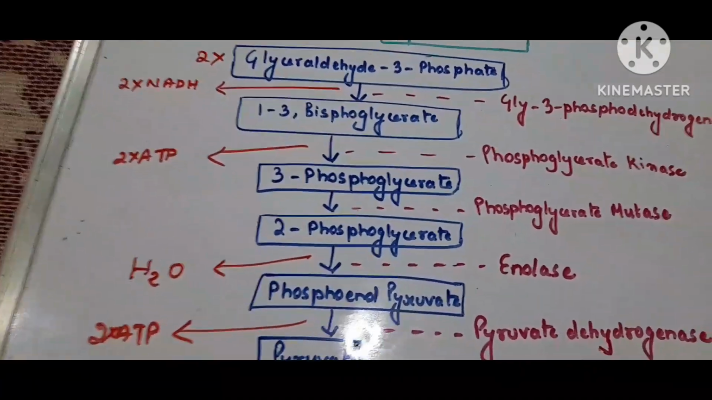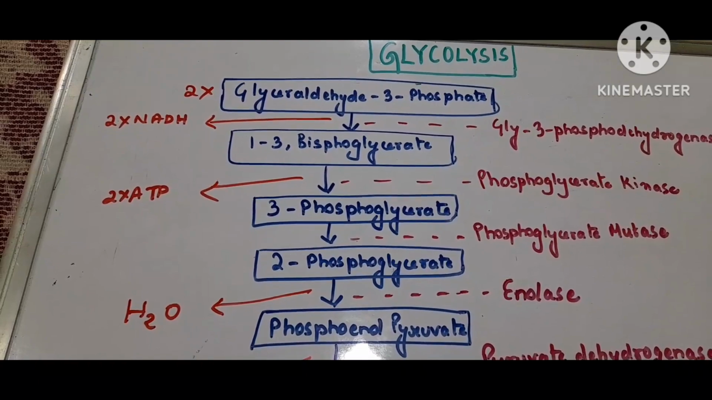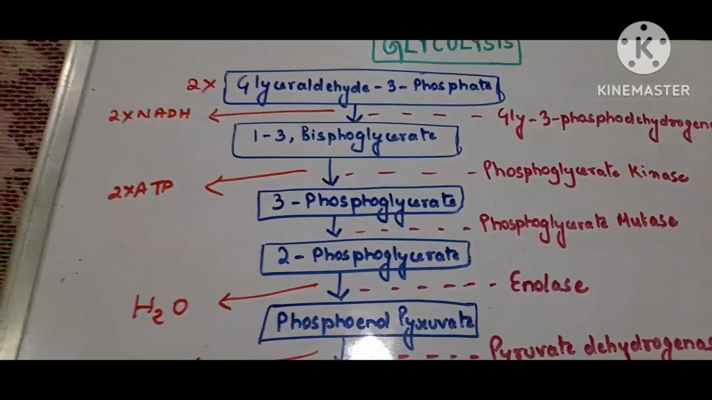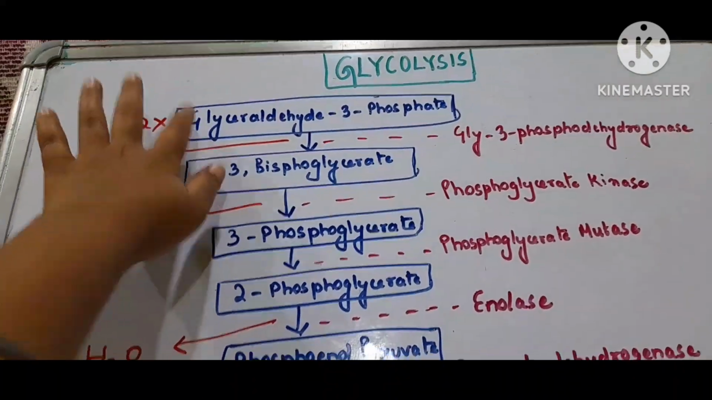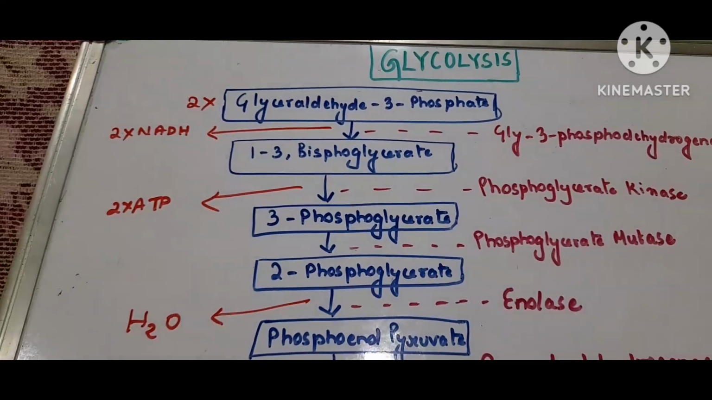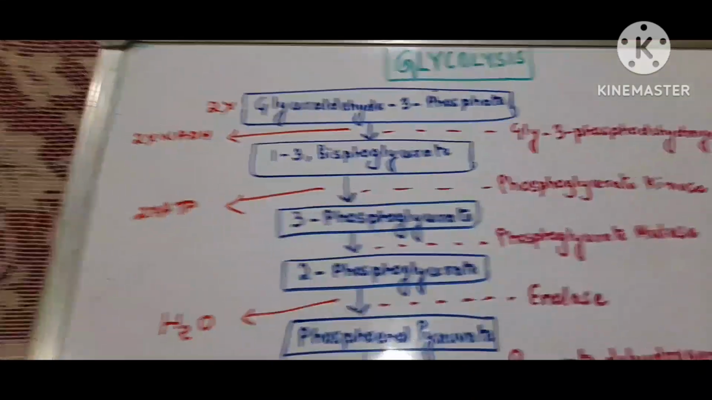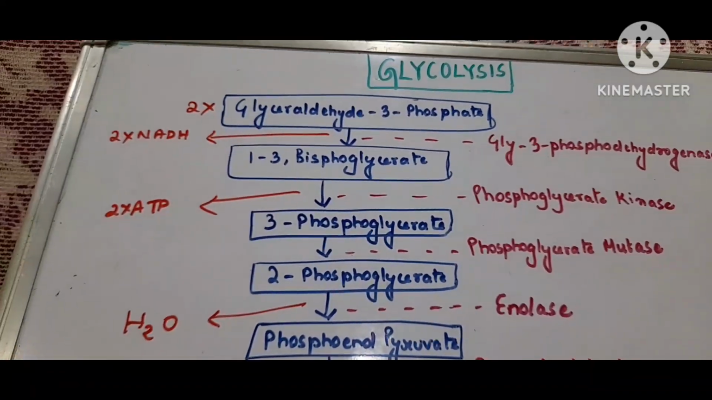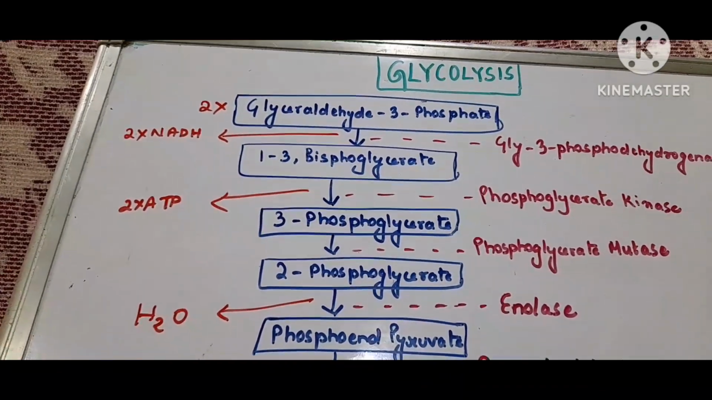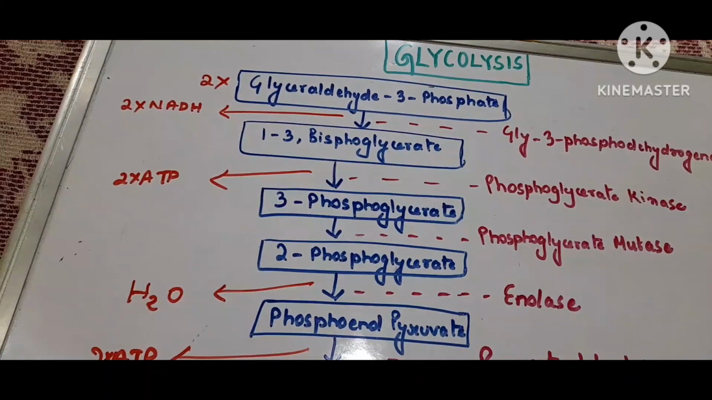Why are we taking 2 molecules? Because we have 2 molecules of glyceraldehyde 3-phosphate at this place. So as we have 2 molecules, everything we will multiply by 2. If it is releasing something, then also we will multiply it by 2.